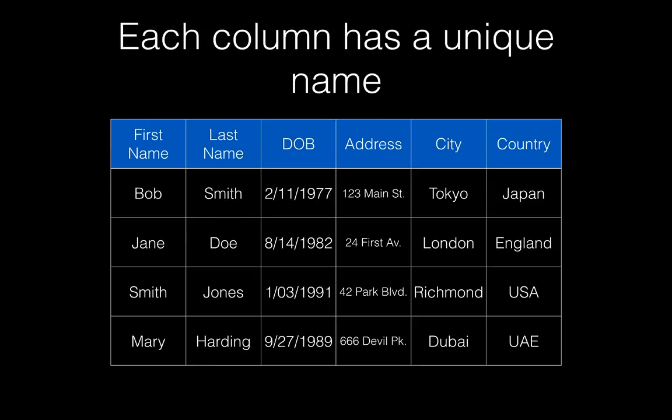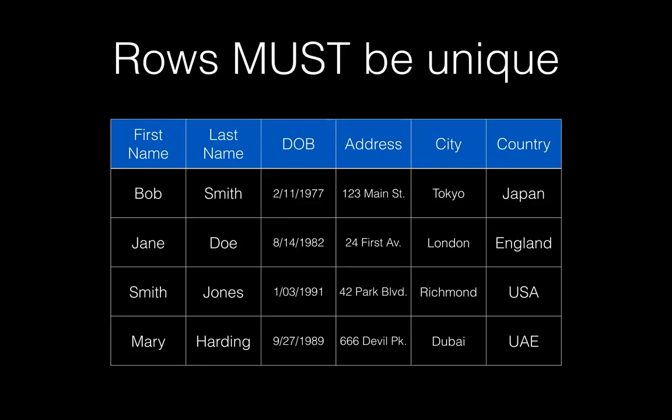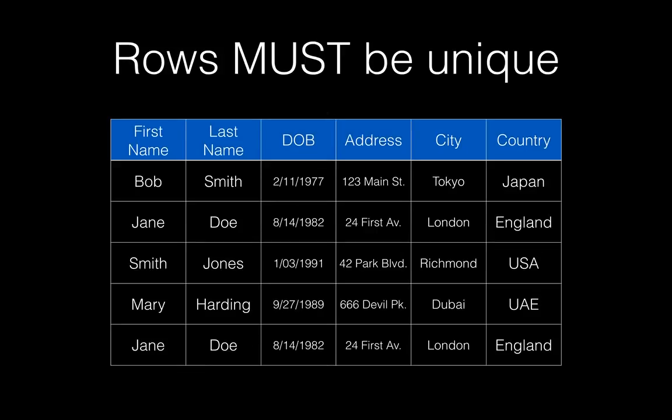Additionally, each column has to have a unique name. Finally, rows must be unique. Notice if we wanted to add another row here, where, say, there was another Jane Doe with the same exact date of birth and even the same address, city, and country. While unlikely, it is still possible if we're describing two distinct people with what happens to be the same information in this particular table.